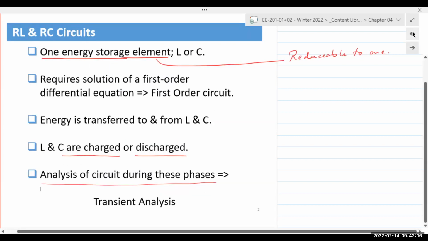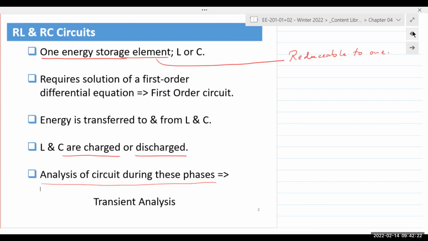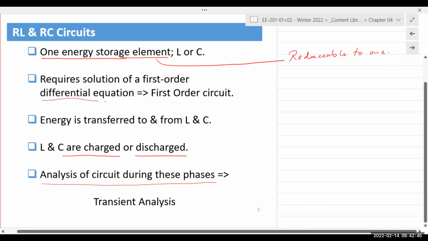Now, I don't know about you, but solving differential equations is not at the top of my list of fun things to do. So again, derivation is not important. Well, it's important, but what I want students to focus on is basically understanding the process, how to actually apply the techniques that you have learned, and then we will have a general purpose equation that you can use. It requires the solution of a first order differential equation, and hence it is known as a first order circuit.